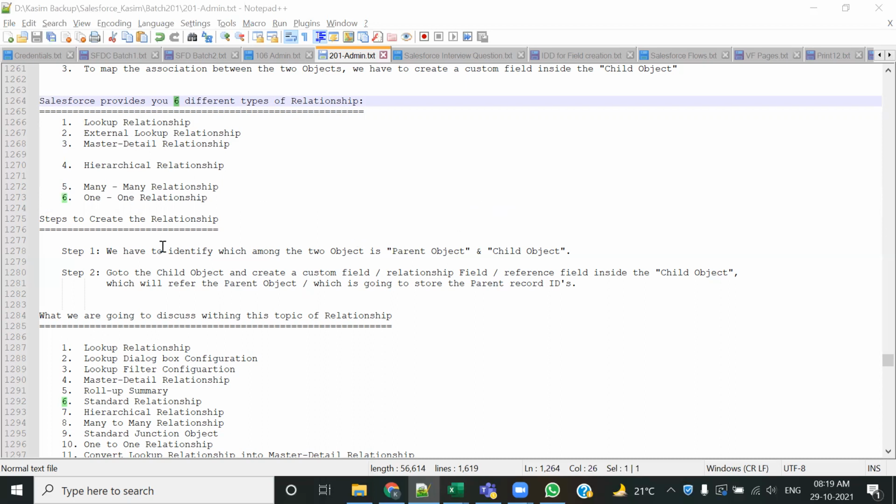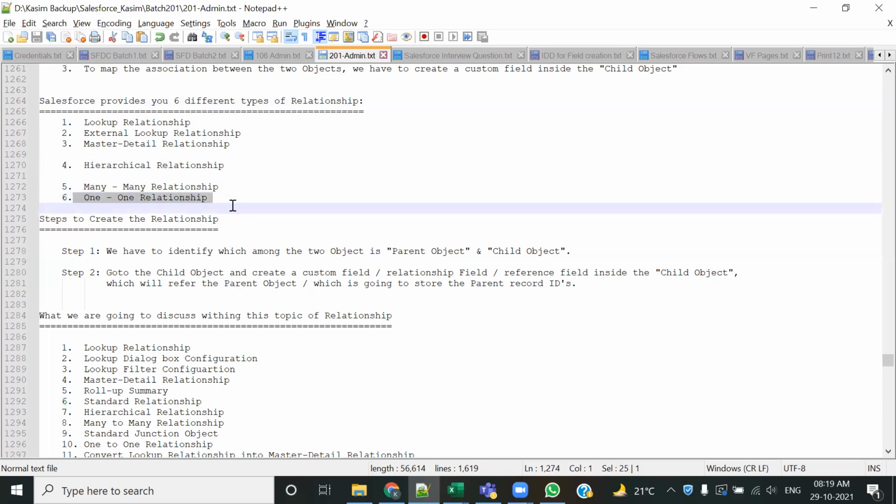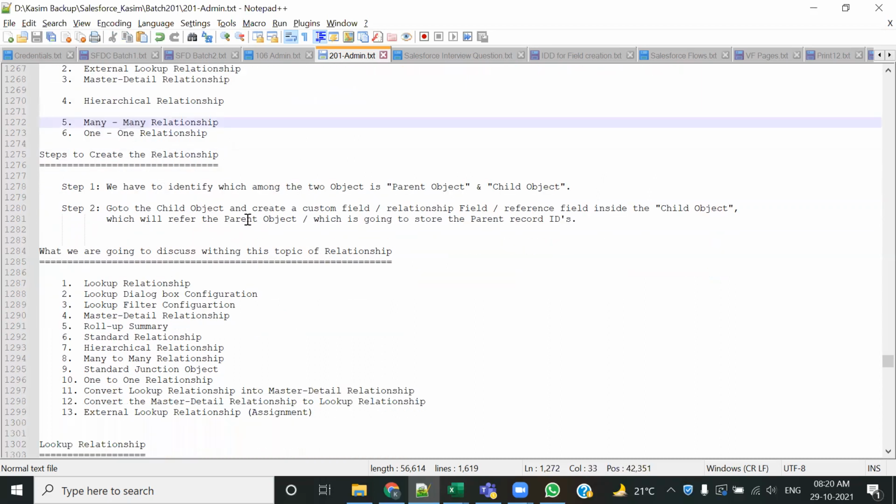So there are altogether 6 different types of relationship. Lookup, external lookup, master detail. Apart from this, there is one more relationship, hierarchy, and then we can create many to many and one to one. Now, how to do that? This is not a direct relationship. We have a way to create many to many and one to one. That is what we are going to see in this unit also.